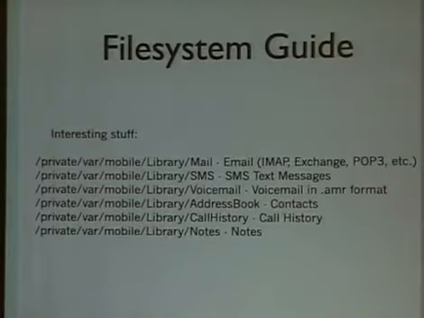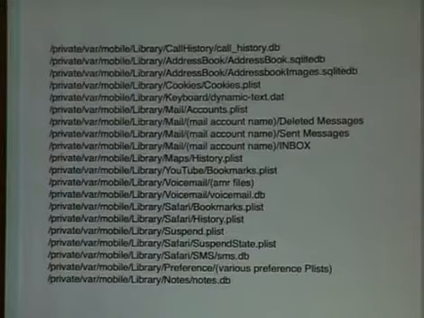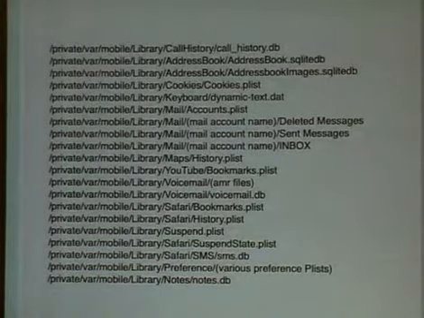So once you get onto a box as root, I'm not going to spend a whole lot of time talking about this because it's kind of game over. But if you're interested, these are some interesting things that you can pull out. Pretty much all the good stuff is stored in private var mobile library: mail, SMS, voicemail messages, address books, call history, notes, an exhaustive list. I actually pulled this from an iPhone forensics webpage.